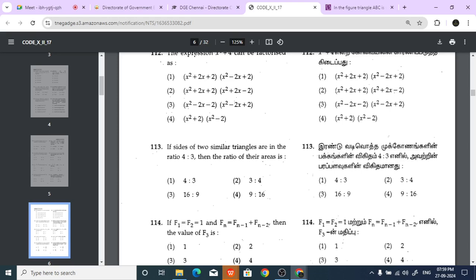Fn equal to Fn minus 1 plus Fn minus 2. If F3, then F3 is equal to what? F3 equal to F2 plus F1. N minus 1 means 3 minus 1 is 2, F2. And 3 minus 2 is 1, F1. F3 equal to F2 plus F1. What is the value of F1 and F2? 1. So, F3 is equal to 1 plus 1, that is equal to 2. So, 2 is the right answer, Swastik.